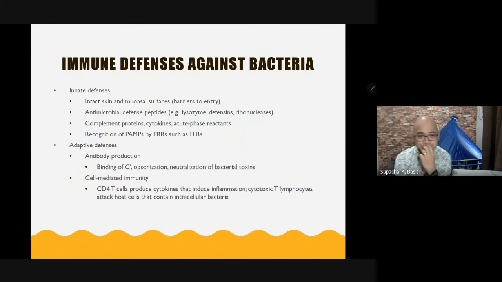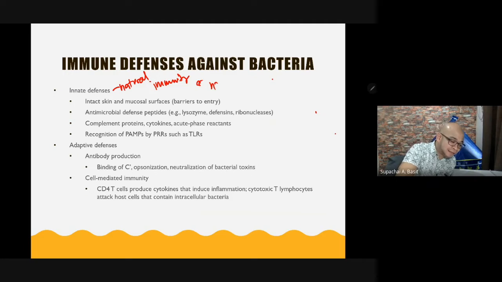As part of our defense, we could have the innate defense or the natural immunity, or our non-specific immunity.